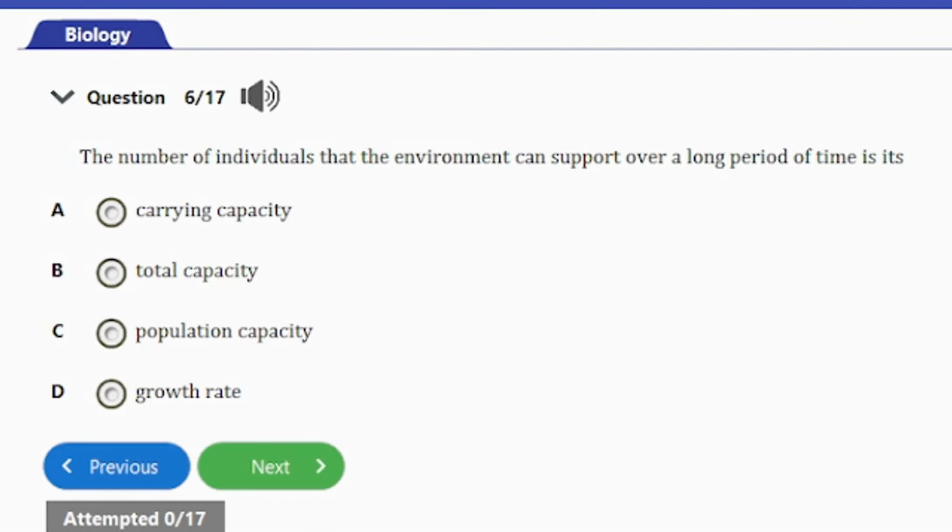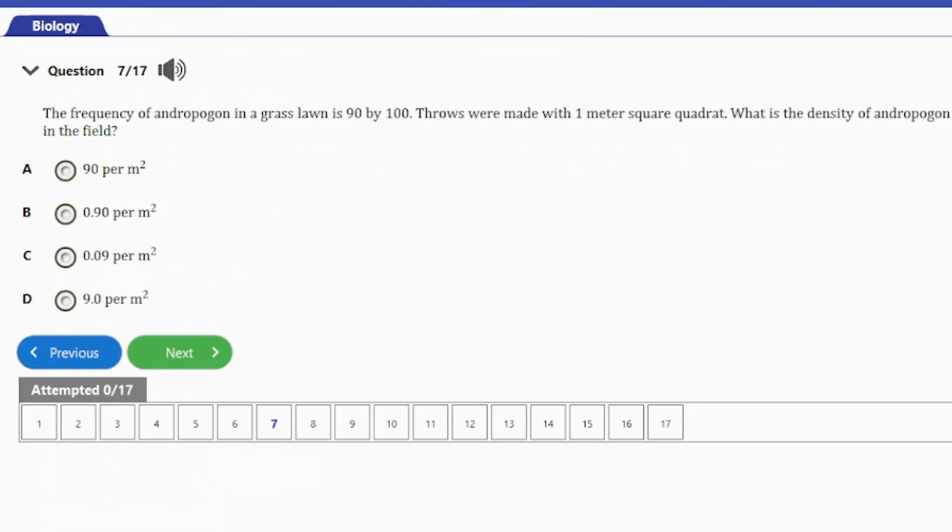So let's consider the next question. Question number 6 here. It says the number of individuals that the environment can support over a long period of time is its A, carrying capacity, B, total capacity, C, population capacity, D, growth rate. So guys, the answer to this question is option A, and that's carrying capacity.